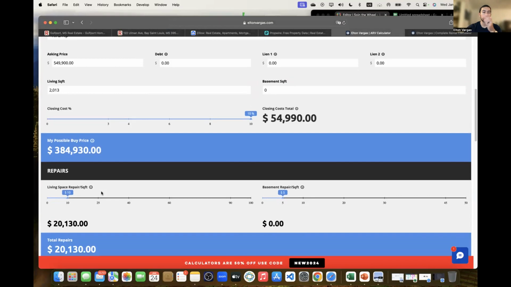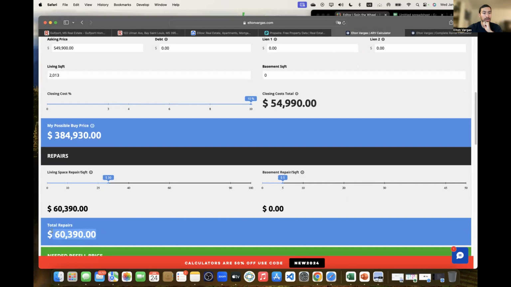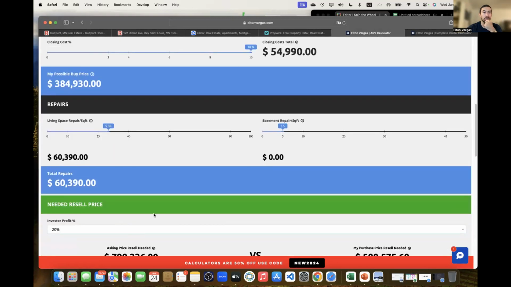So average repairs range from $25 a square foot to $40. I'm going to put it close to $30 a square foot because it is a big home. So it's going to need roughly around $60,349 in repairs.